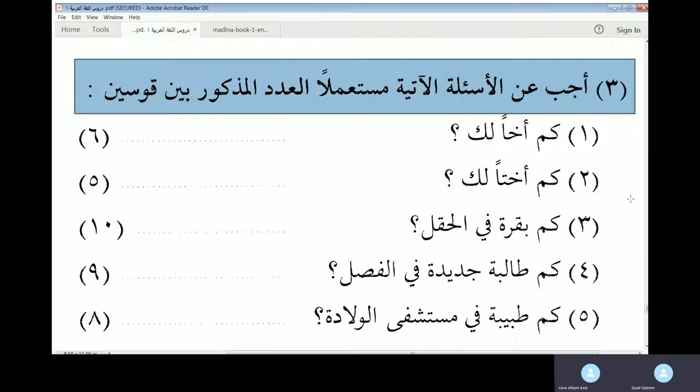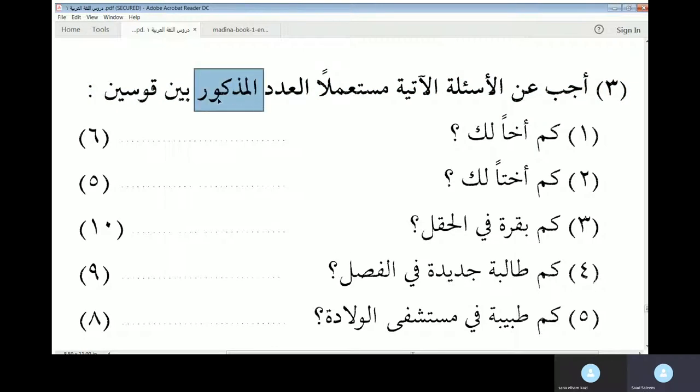أجب عن الأسئلة الآتية مستعملاً العدد المذكور بين القوسين. Answer the following questions using the number mentioned in the brackets. You said brackets yesterday. Using the number, مستعملاً العدد المذكور, mentioned in the brackets.